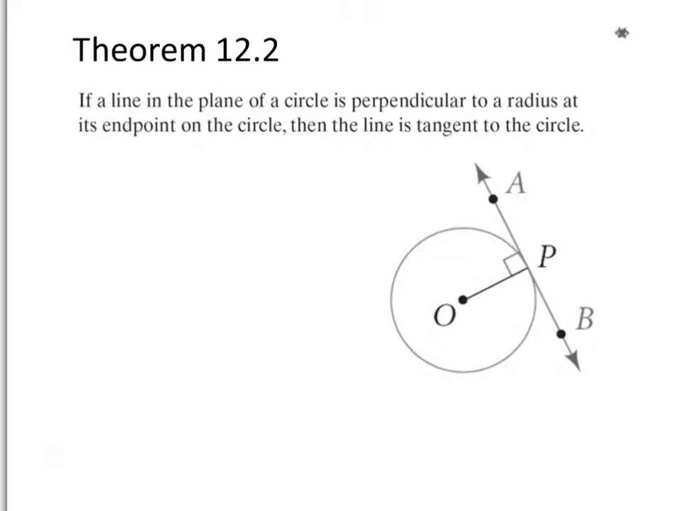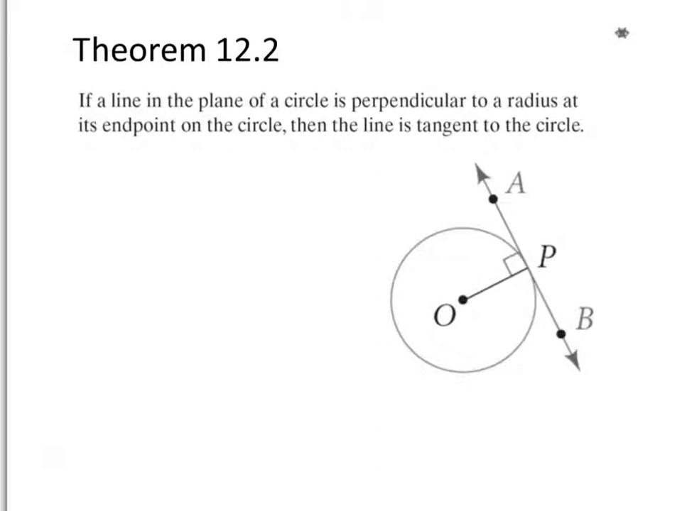The second theorem they talk about in this section, theorem 12.2, and again we don't care about the number, is the converse of the first one. The first one said if I have a radius and I have a tangent, I have a right angle at the point of tangency. This just says the opposite. If my line in the plane of a circle is perpendicular to the radius at its endpoint on the circle, then the line is tangent.